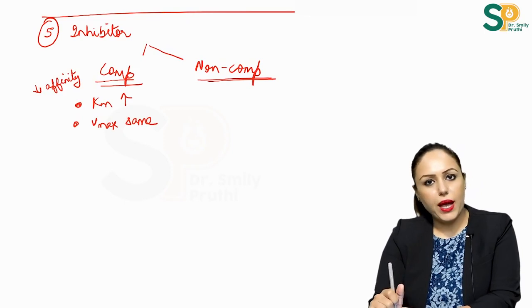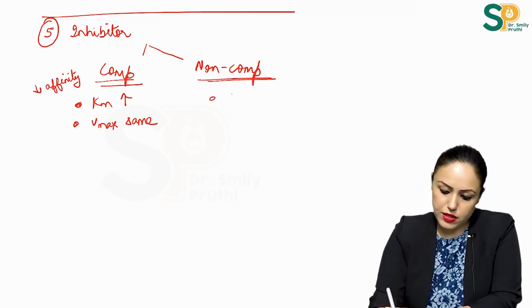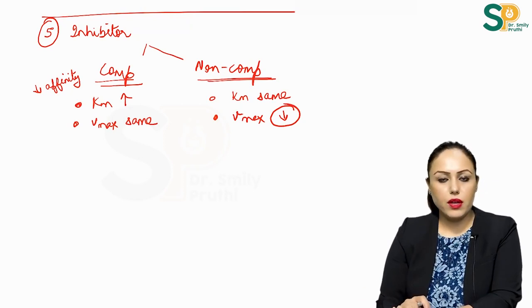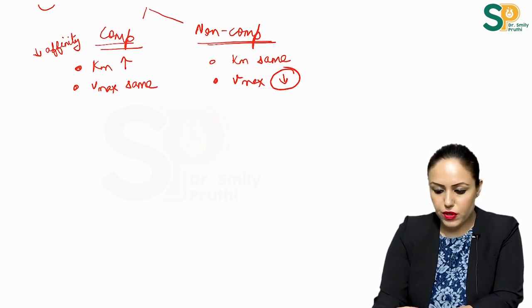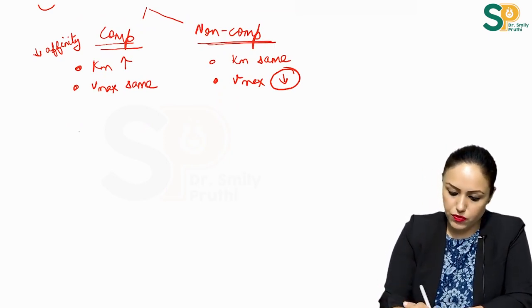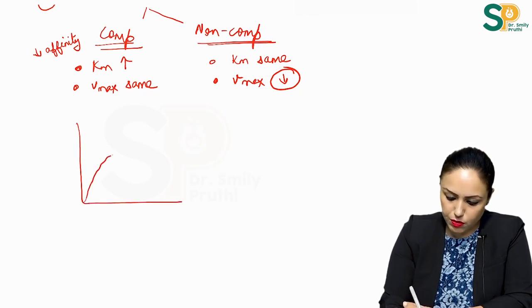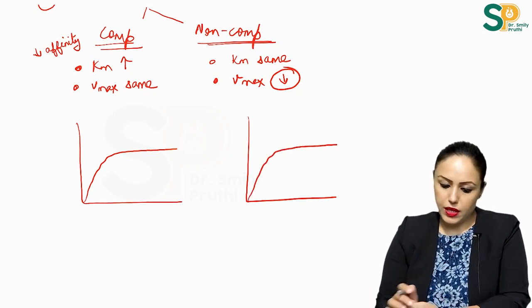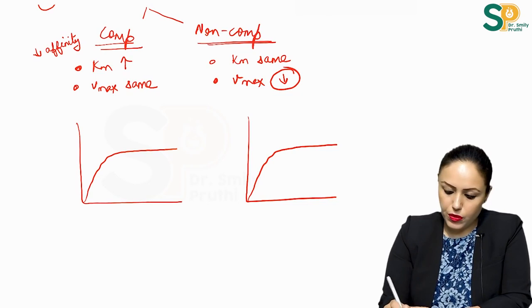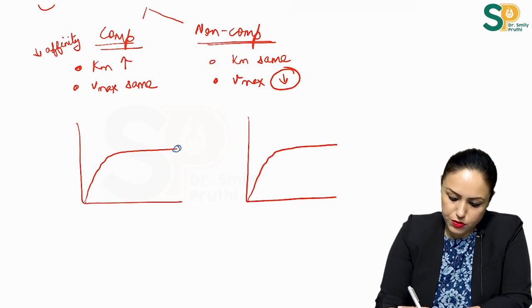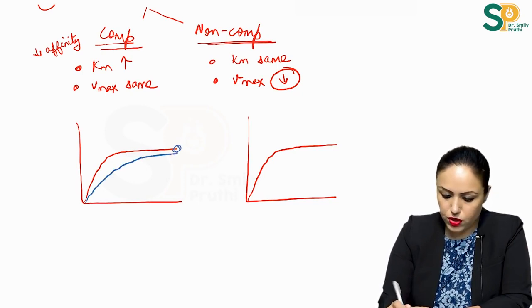Non-competitive inhibitor will bind at the regulatory site. In this case, Km is same and velocity Vmax will be decreased, right? So let's see the graph, the rectangular hyperbola graph, in case of competitive and non-competitive inhibitors. So first I am making a normal graph without any inhibitor. Now in case of competitive inhibitor, Km is increased and velocity is same. This point is velocity, so let's bring our graph to this same point only.